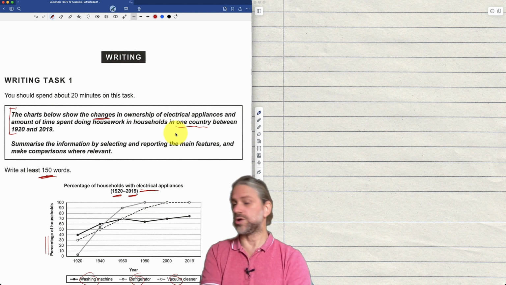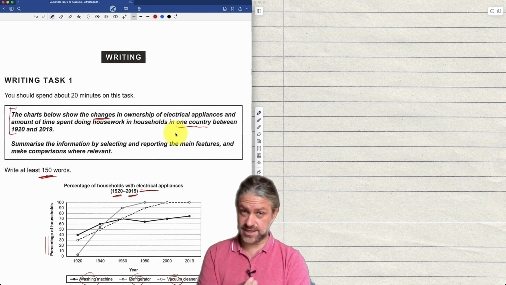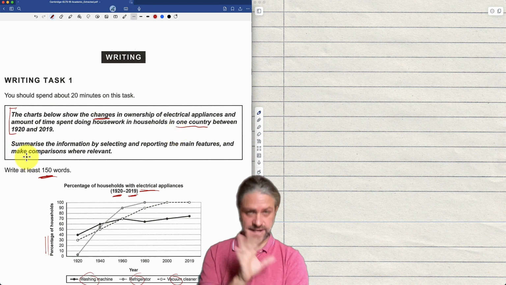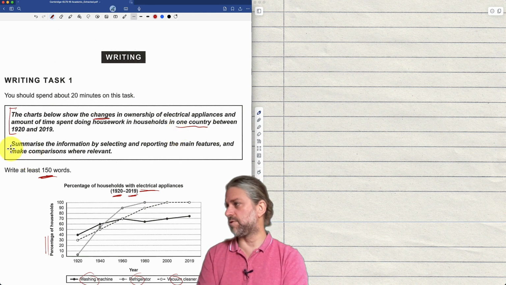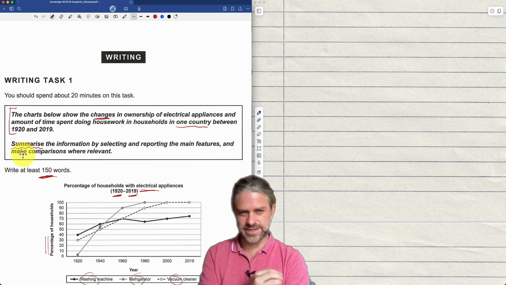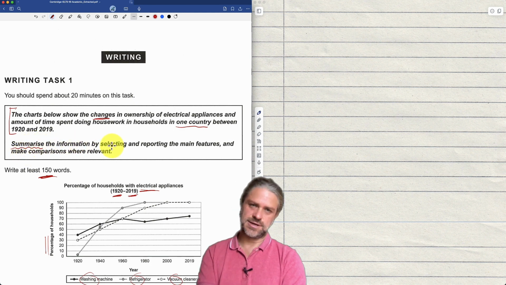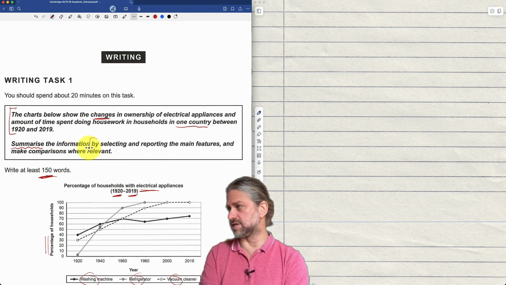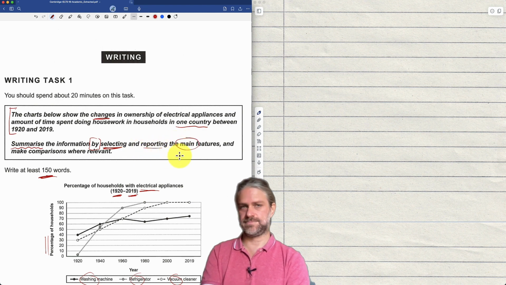Okay, and what do you have to do? This is always the case. So if you've done enough of these practice tests, you will not really need to focus on the second sentence, but let's do it now. So you have to summarize the information. Okay, very clear and a very important word here. What does it mean to summarize? That means I do not mention everything. And what do they actually explain what they mean by summarize here? By selecting and reporting the main features.